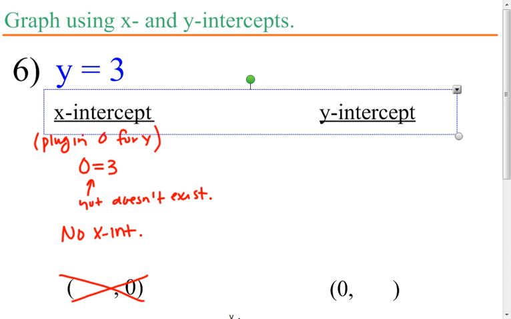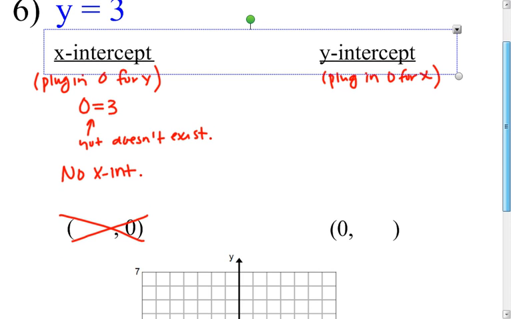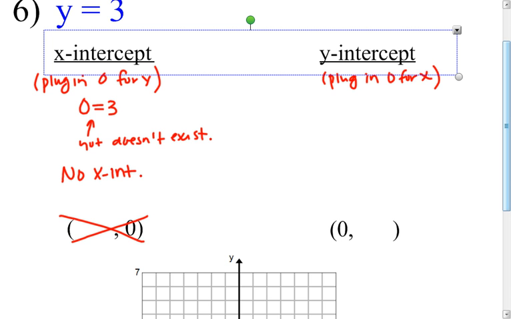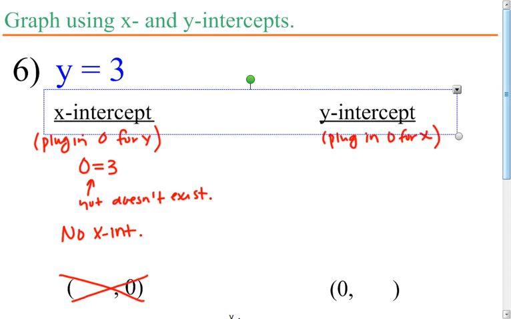If I go to find the y-intercept, I have to plug in 0 for x. In order to plug in 0 for x, there is no spot for me to plug in 0 for x. Okay? This is one of those special situations that I told you I would talk about later. This is a special kind of line. There is no x-intercept in this case.